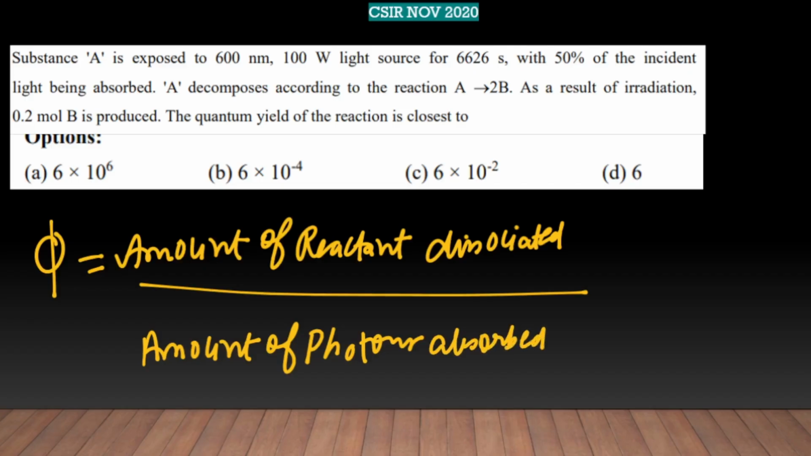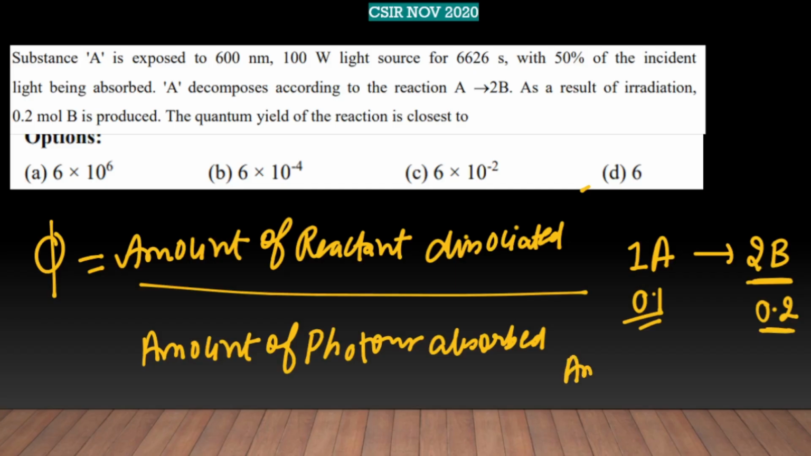So in the given reaction, which is A giving us 2B, they are saying that 0.2 moles of B has been formed, which means 2B formed is 0.2 moles. From 1 mole of A, 2 moles of B are formed, which means 0.2 moles will be formed from 0.1 mole of this A. So the amount of the reactant that is dissociating is 0.1 mole. This value we are getting.